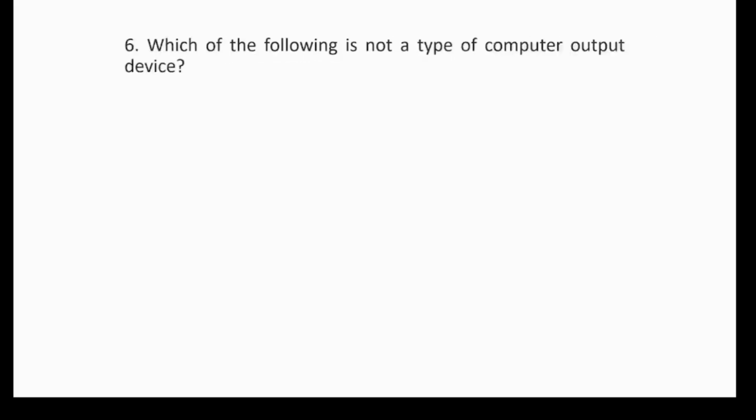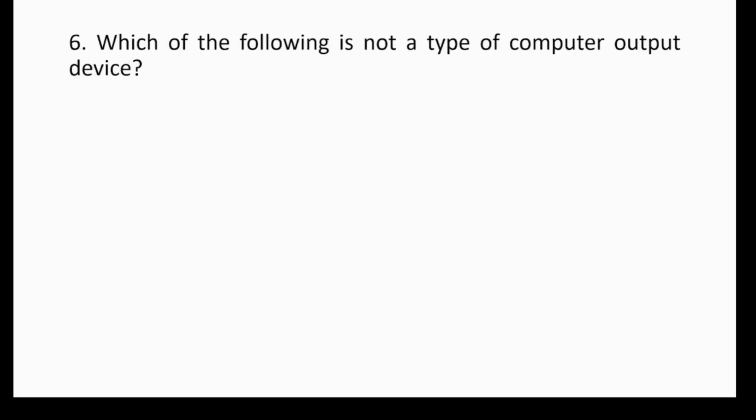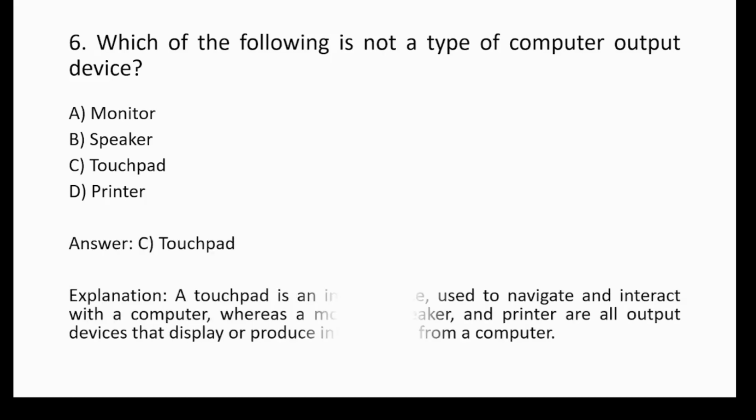Question number 6. Which of the following is not a type of computer output device? Option A, monitor. B, speaker. C, touchpad. D, printer. Right answer is touchpad. A touchpad is an input device used to navigate and interact with a computer, whereas a monitor, speaker, and printer are all output devices that display or produce information from a computer.